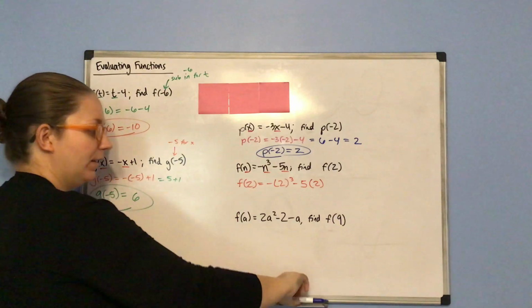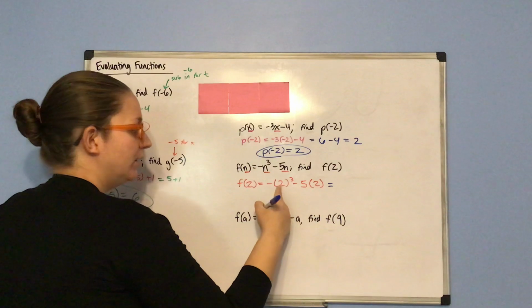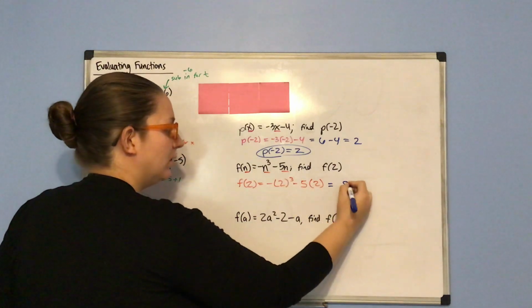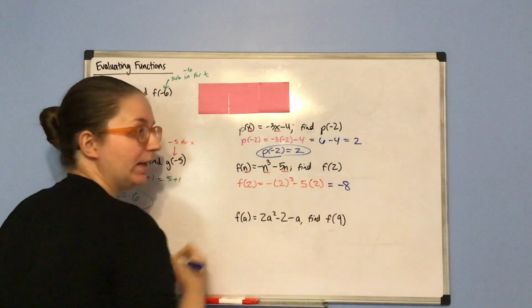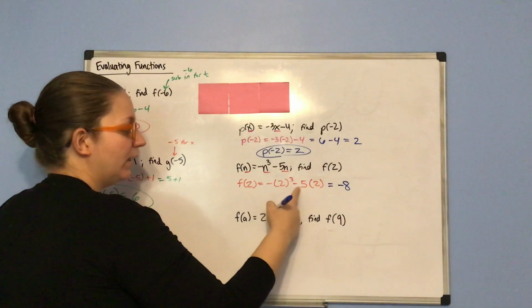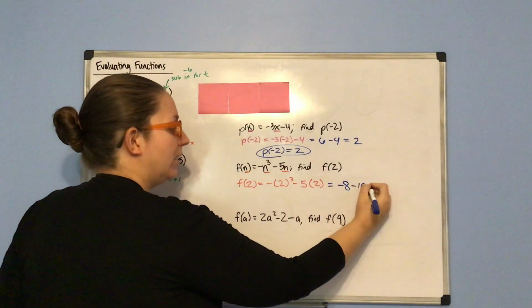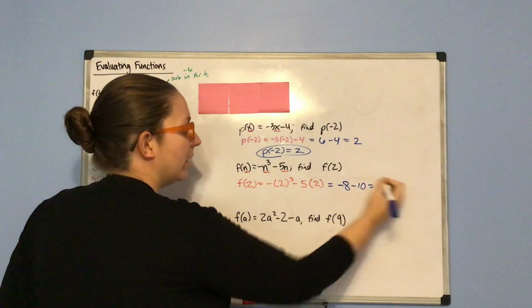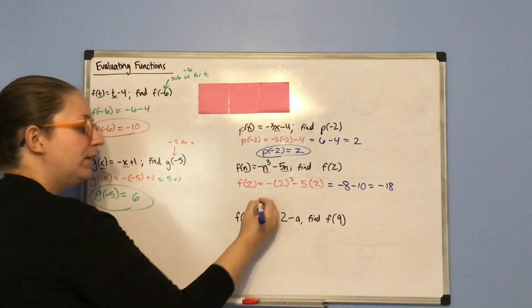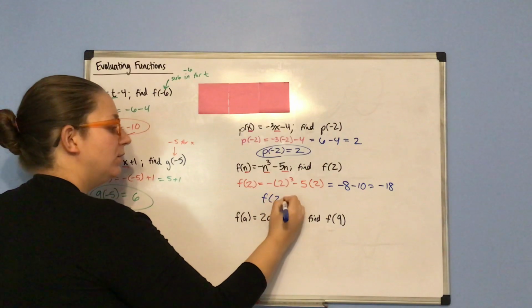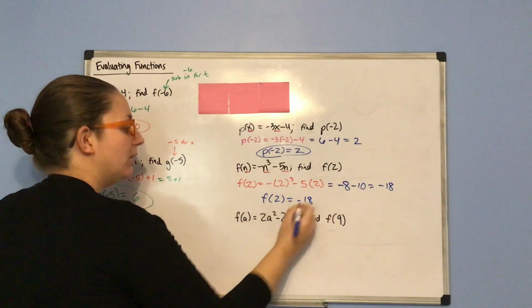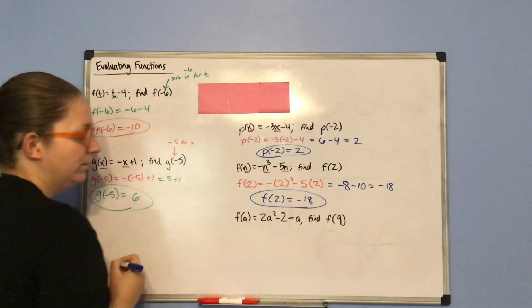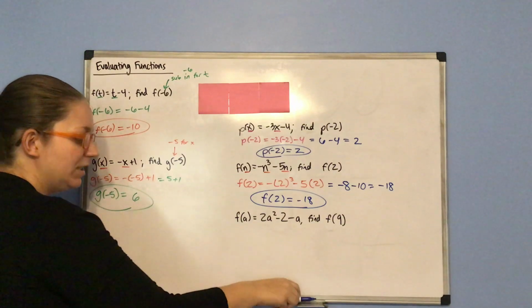Now let's simplify everything after the equal sign. 2 to the third is 8. But I have a negative in front, so it's really going to look like a negative 8. Negative 5 times 2 is negative 10. When I do negative 8 minus 10, I get negative 18. So our final answer here is going to be f of 2 equals negative 18.